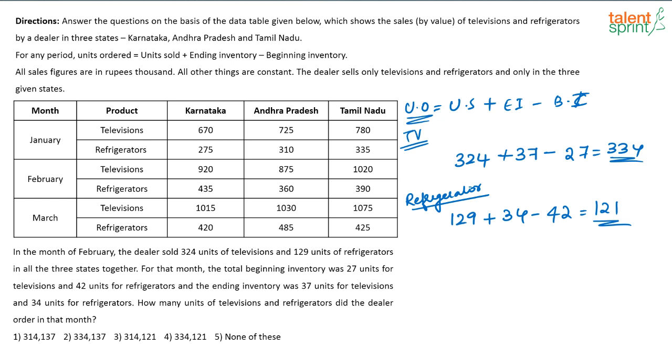Which is your answer option? Very easy. Option 4. Direct substitution in the formula and you get the answer. 334 and 121. Yes, Jay Murli has given the correct answer. Option 4 is the answer, Akash. Got it? Next one.